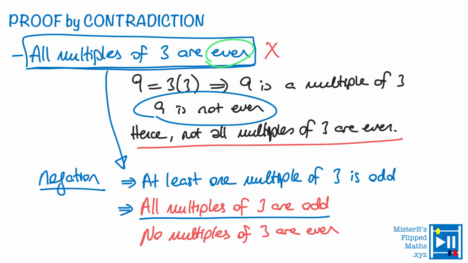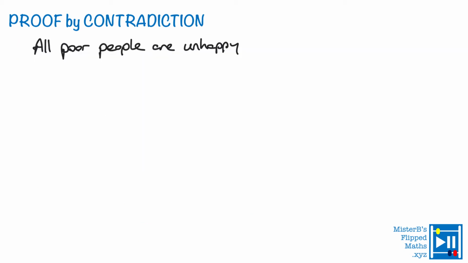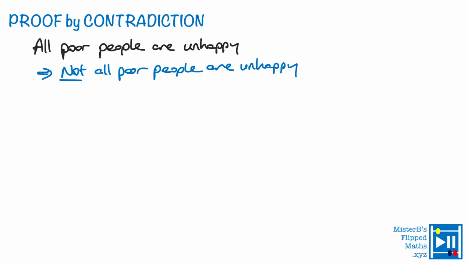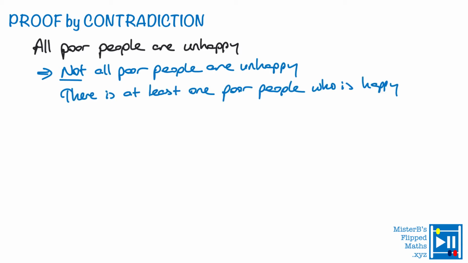So let's look at those statements and try to figure out their negations. For example, all poor people are unhappy. Well, regardless of the value of the statement being true or false, we can negate this. We can say, not all poor people are unhappy. So in other words, we can say, there is at least one poor person who is happy.